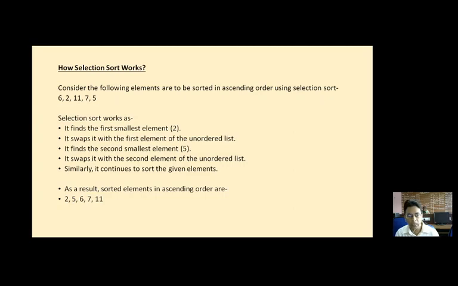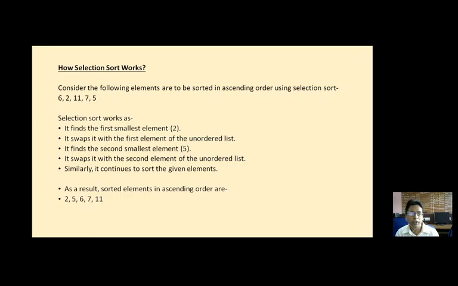For example, suppose there is a list 6, 2, 11, 7 and 5. Here we first find out which one is the smallest among all these. I am not discussing the steps right now, just the simple logic behind the selection sort algorithm. First we find that 2 is the smallest element in this list. So we switch this smallest integer with the element at position number 1. So 2 and 6 will switch their positions.